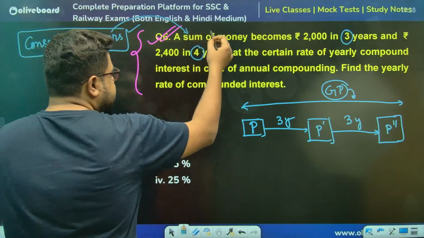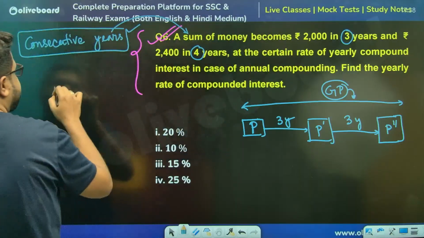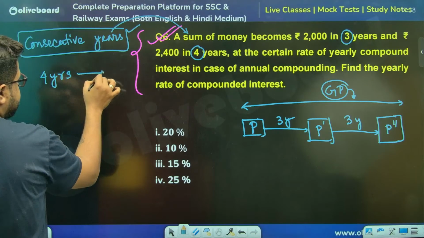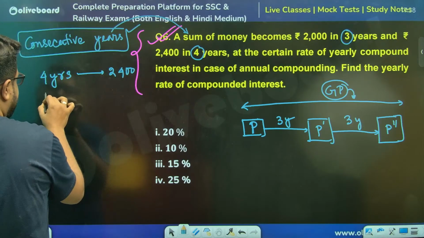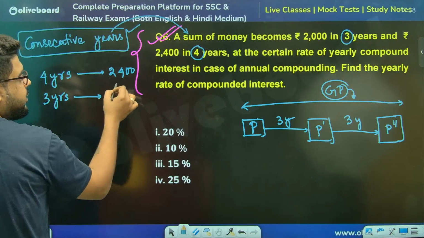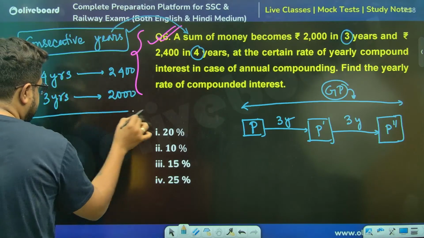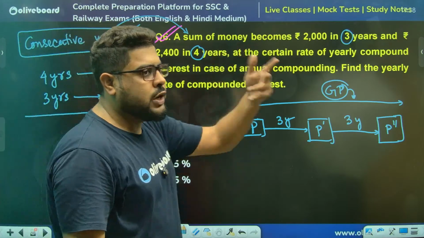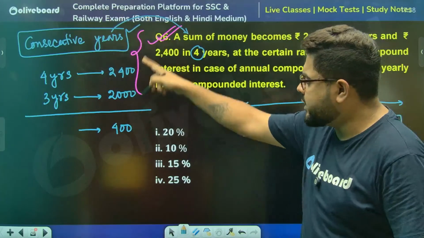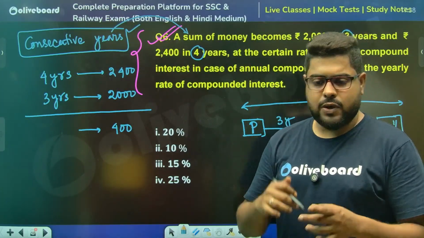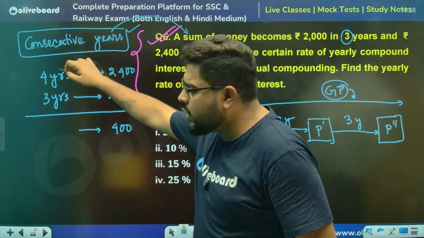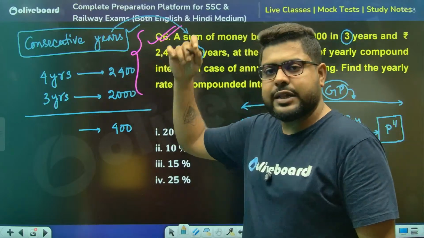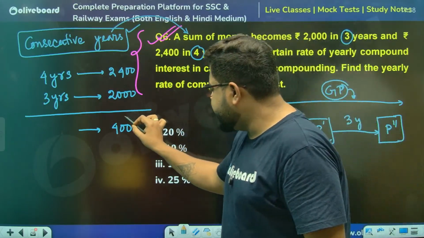Consecutive years. First things first, two amounts. If I subtract, sir, in 4 years the amount becomes 2,400, and in 3 years the amount becomes 2,000. So if we subtract, I get 1 year's interest, which is 400. Because I told you the method of difference, the principal cancels. The 4 years amount has the principal, and the 3 years amount has the principal, so once we subtract, the principal gets cancelled and it is only the interest.